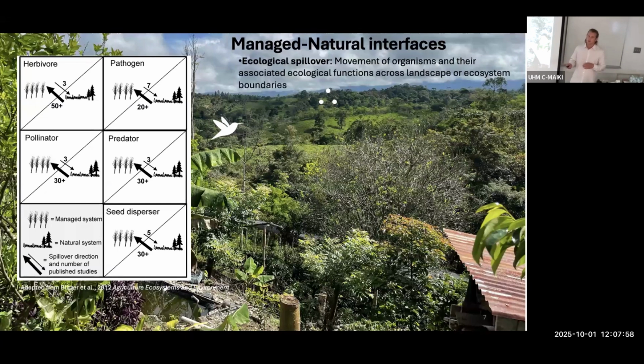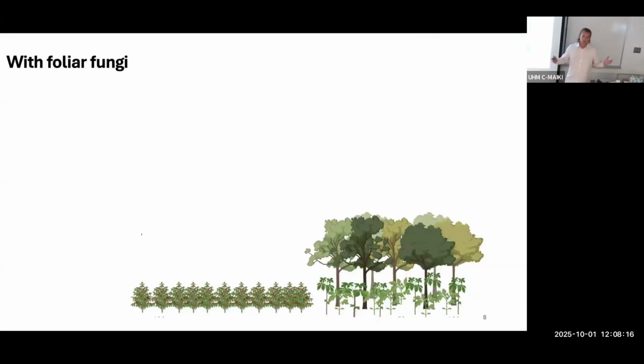And very little work has been done relative to that in order to understand the capacity of the opposite, how a managed system can influence an adjacent, quote unquote, natural or less anthropogenic ecosystem. And so that's really the inversion that we wanted to make for my project with foliar fungi.